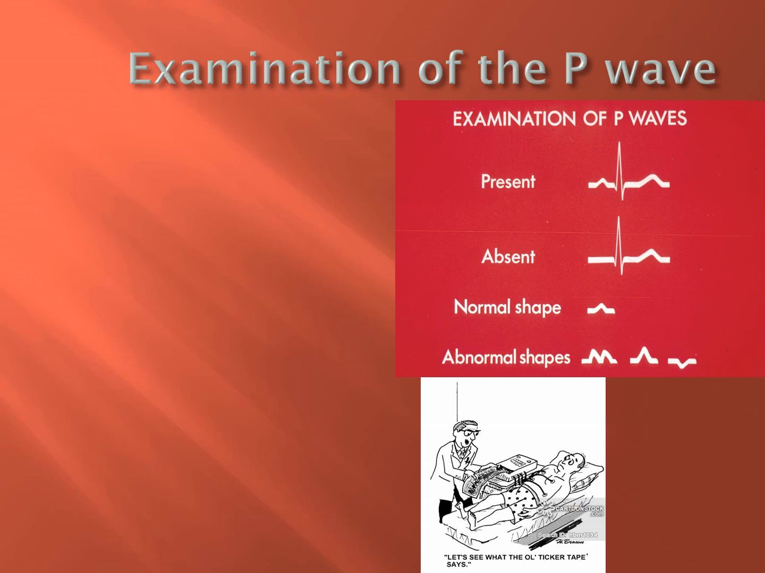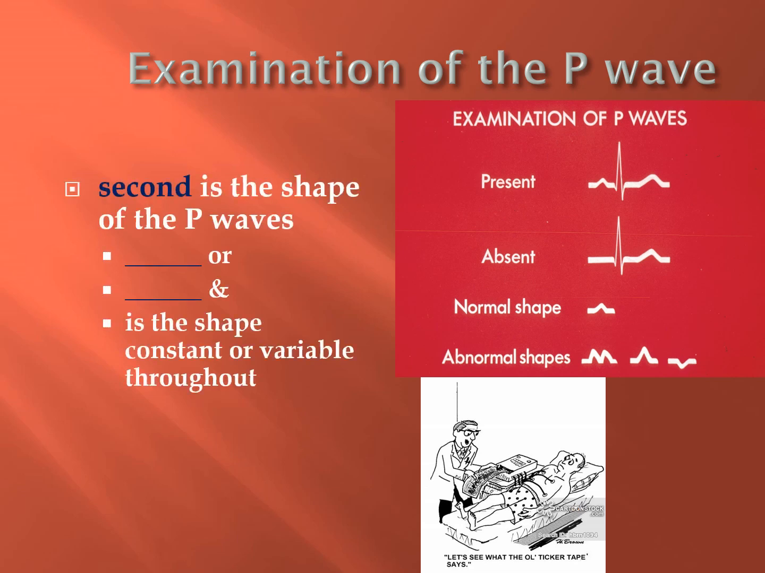The second question is the shape of the P waves. Is it normal or abnormal? Is it a sort of sawtooth pattern like you see in the abnormal shapes here, where it looks like the little teeth of a saw or a serrated knife? So that's what we're looking at there. Is it depressed? Is it sort of a spike compared to a round contoured shape? Is it present, absent? What does the shape look like after that?